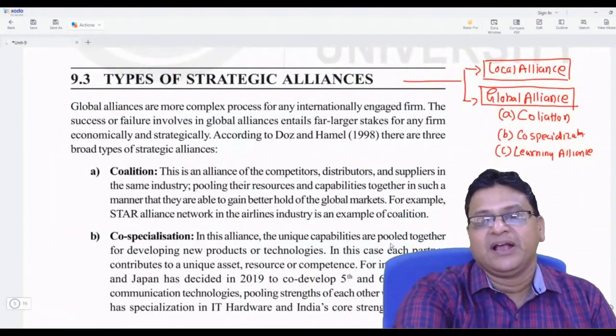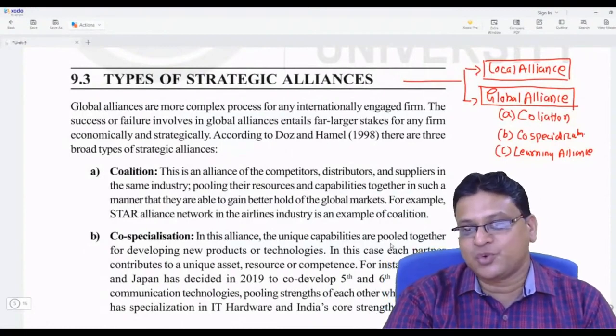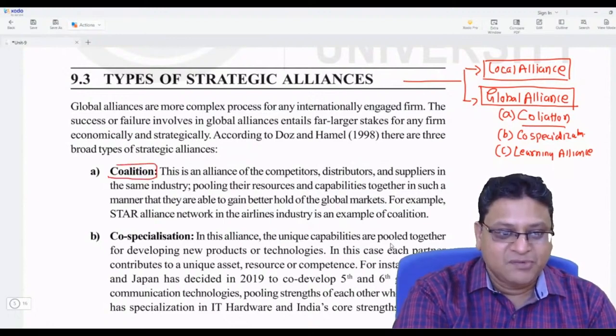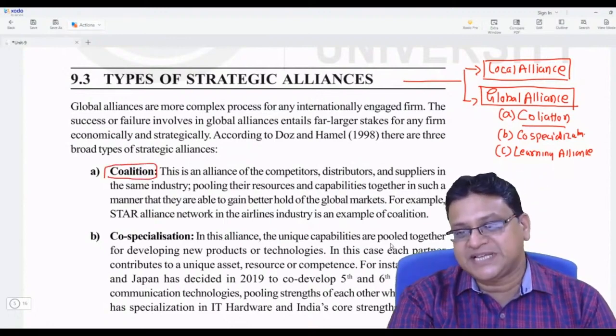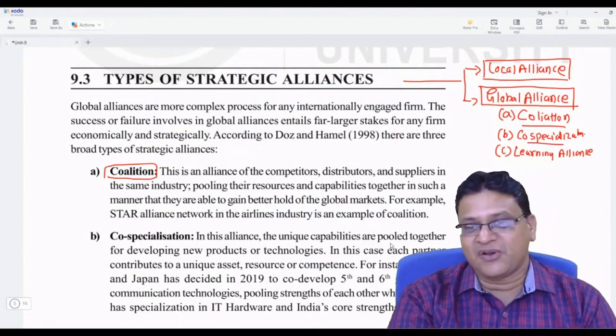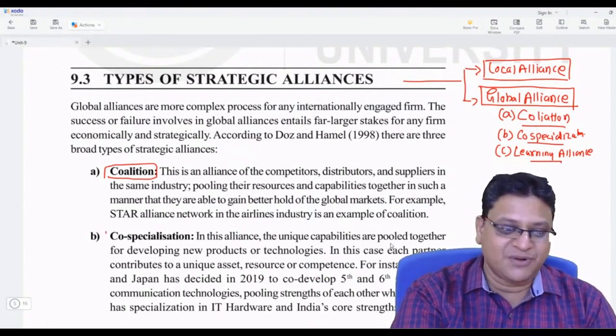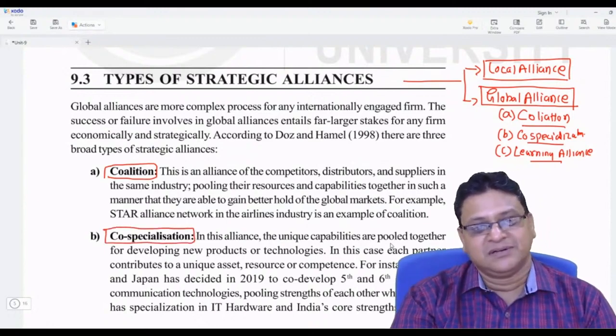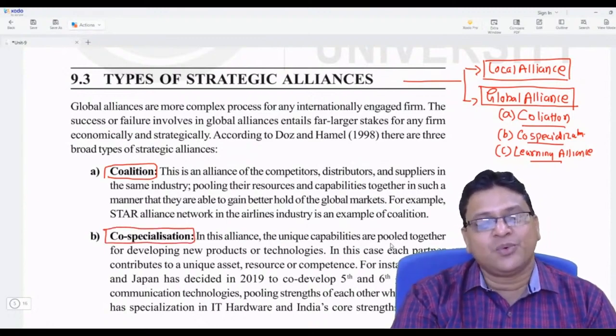The first way of creating global alliance is coalition. So we'll discuss what is coalition. Next one is co-specialization. We'll discuss what is co-specialization. And learning alliance, we'll discuss what is learning alliance. Three purposes are there. Coalition. What is coalition?